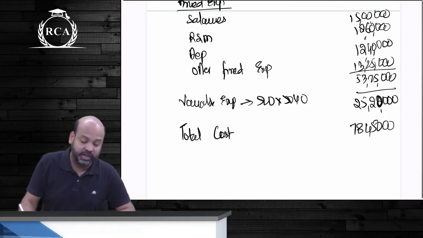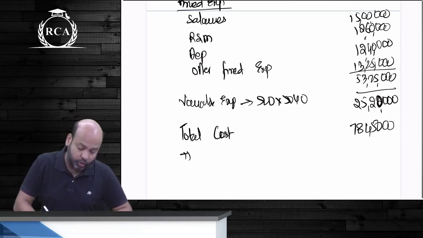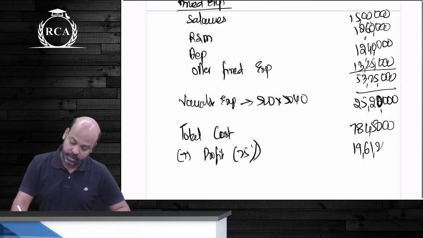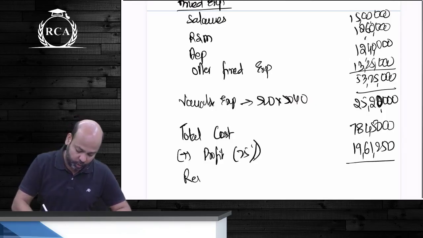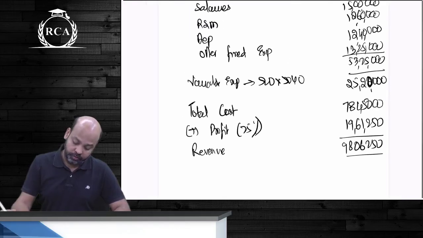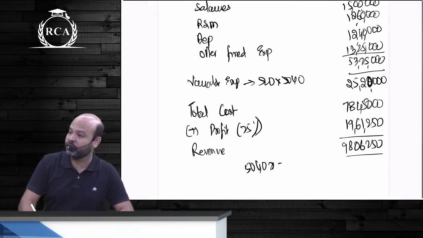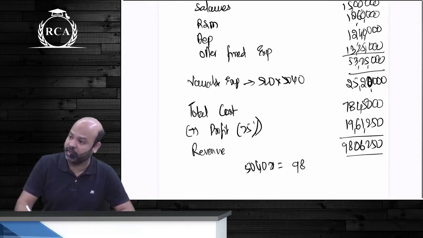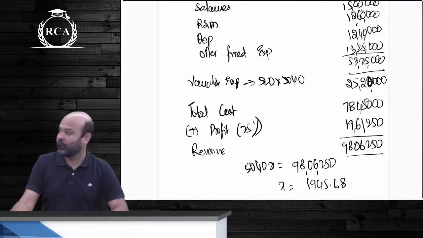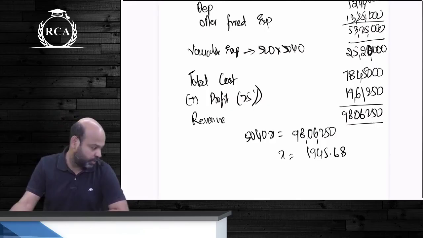78,45,000. The question says, guys, that we would want to make a margin of 25% on total cost. So you will add profit, beta, 25% on total cost. How much is it? 19,61,250. You will get revenue, beta, for the entire year. This, beta, will be equated to what? 5040x. Simple, guys. 5040x will be equated to 98,06,250. How much will be the value of x? 1945 point.